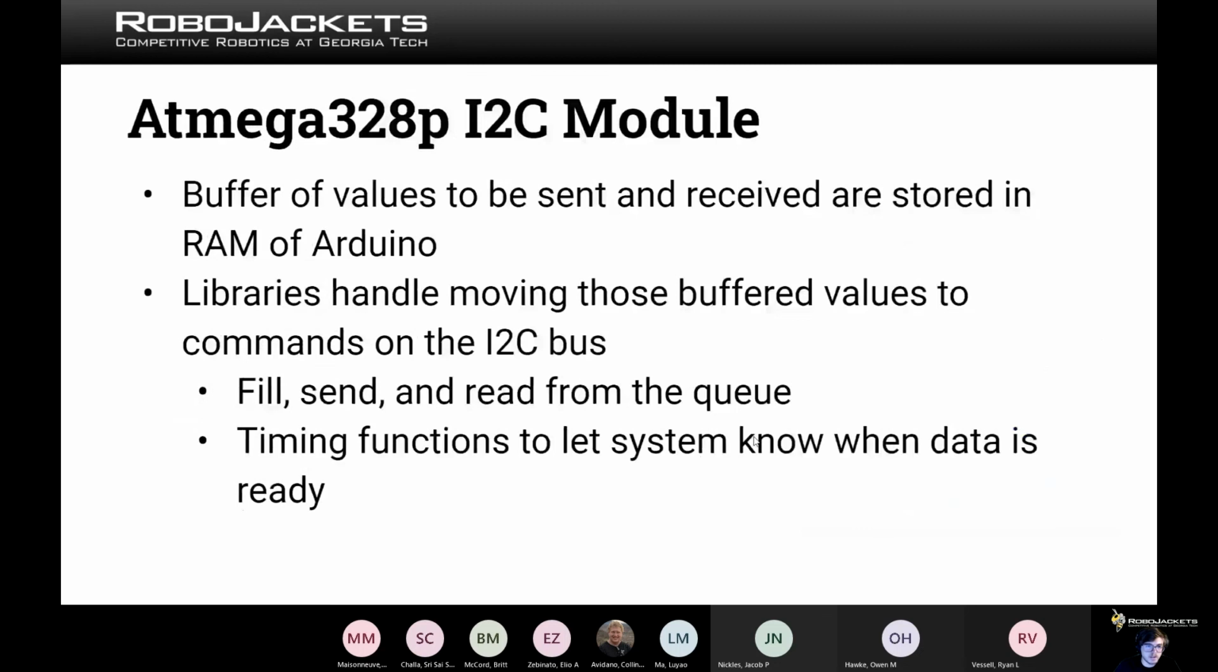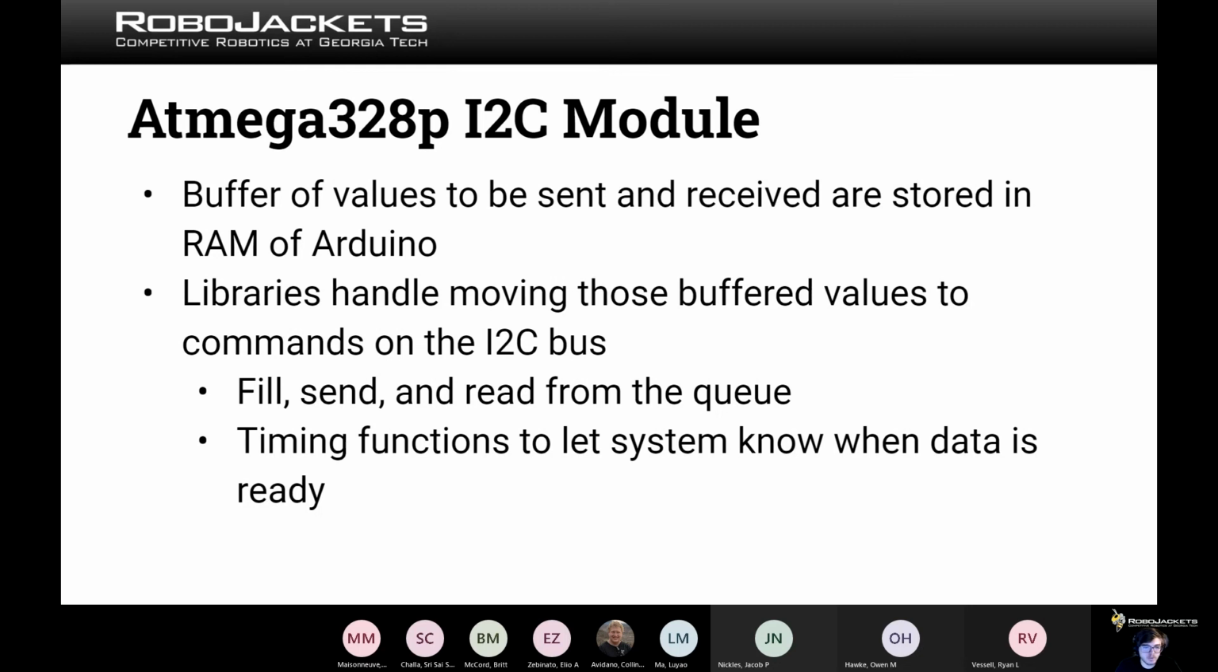So the ATmega 328P is the chip that's on Arduino Unos, the board we've been using in all those Tinkercads that we've done before. We'll go into how its I2C module works. There is a buffer of values. A buffer is just an accumulation of values, a way to store them. The values to be sent and received are stored in the RAM of the Arduino, or the ATmega 328P. We'll say Arduino for short.